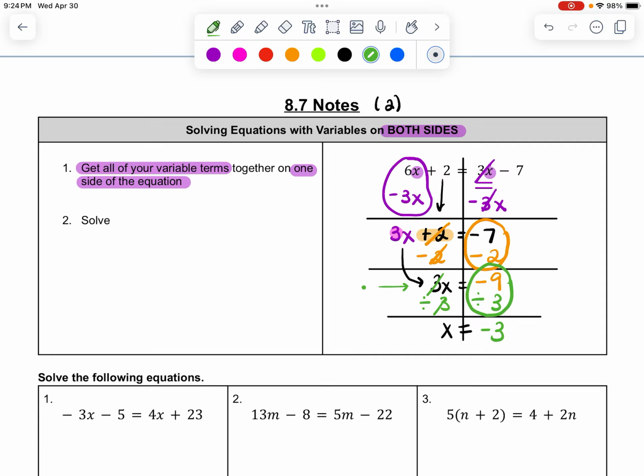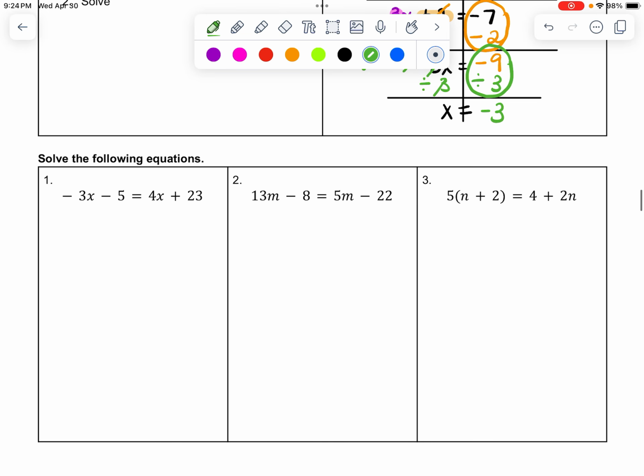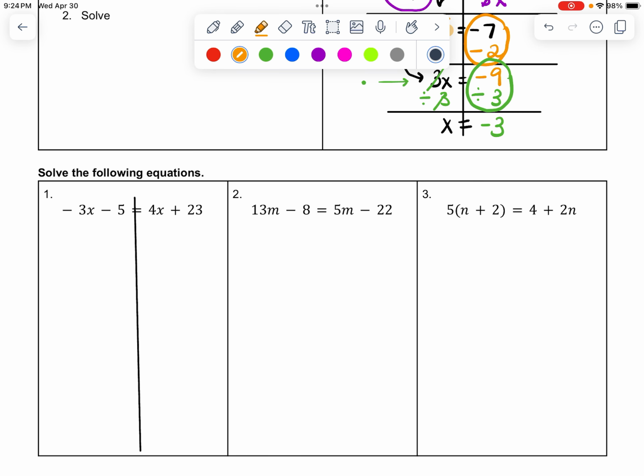Let's try a few more problems where we can see how to get the variables together before we start solving. So let's take a look at number 1 here. Again, I'm going to start by drawing my vertical line through my equal sign, and then I'm going to look for my x. In this problem, when I look for x, I notice there's x's on both sides.